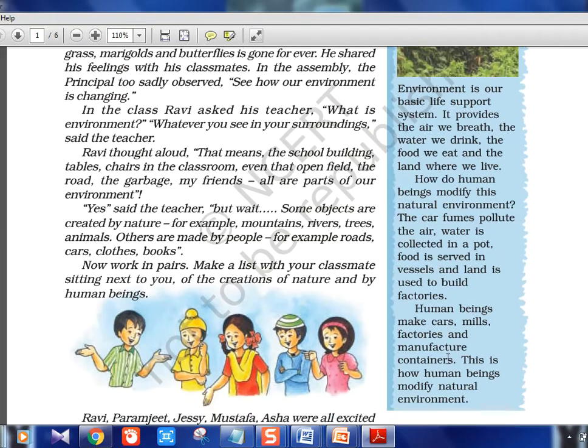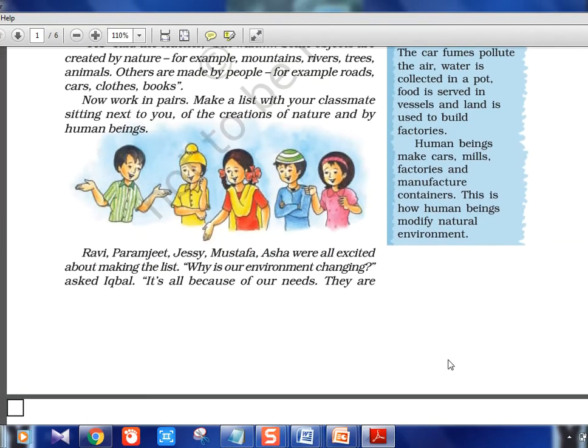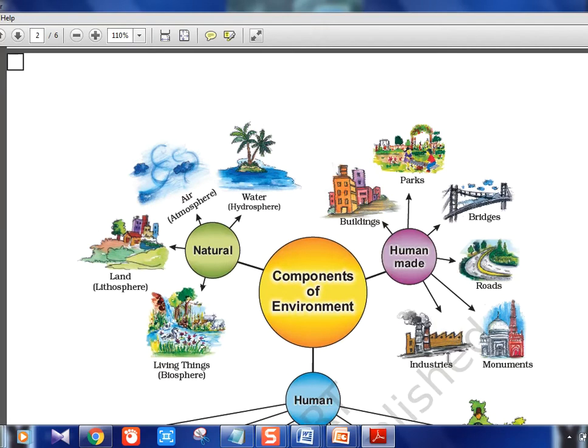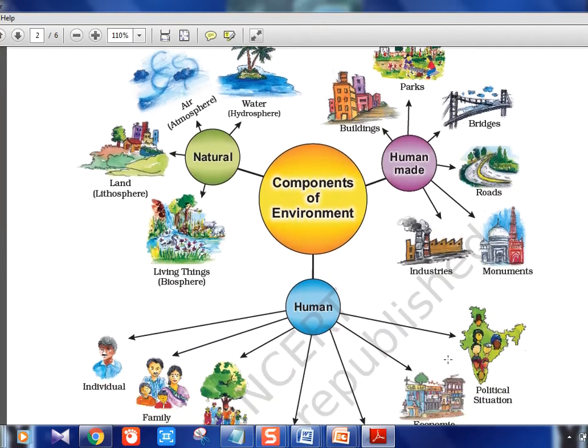So this is all just basic. This picture is a very good picture, that's why we do the NCERT. We can see both natural and human made. Natural is the lithosphere, atmosphere, hydrosphere, and together it is called the biosphere. We have done it in the last class 6th. Human made is the things which humans actually make, the artificial kind of things.